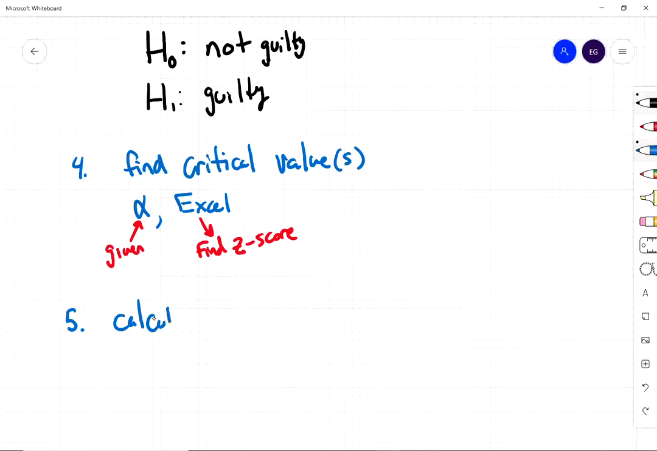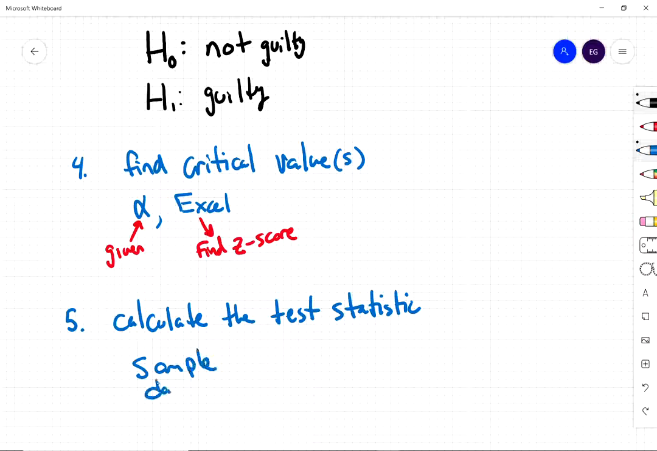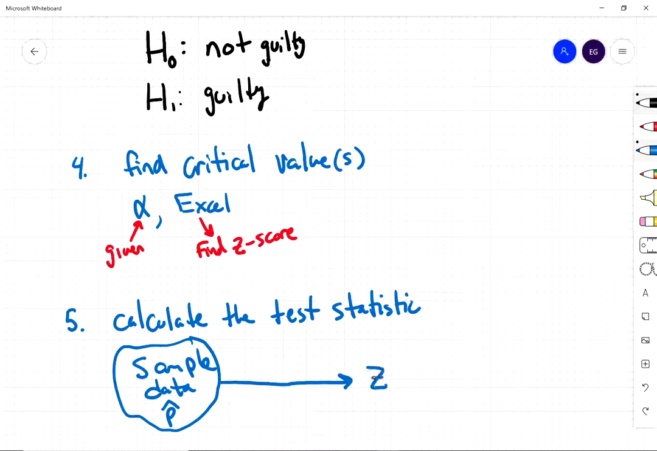And we'll calculate the test statistic. Now what the test statistic is, we have some sample data, and that's going to be our sample proportions. We take our sample data and we convert it to a z-score. And that's going to be our test statistic.